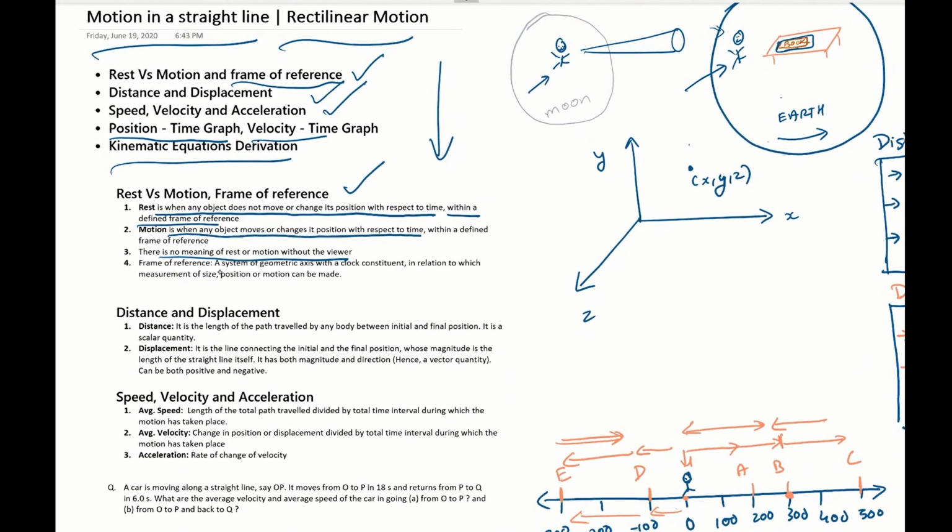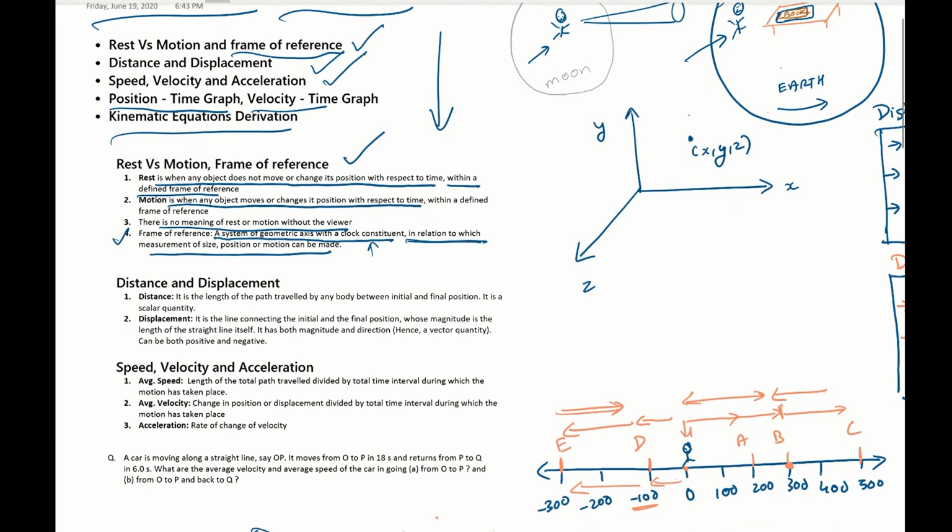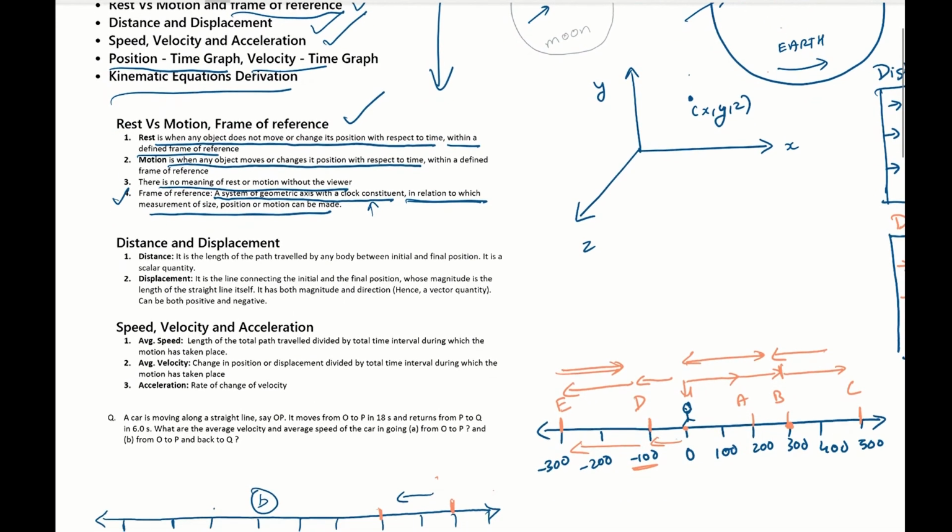So what do we mean by frame of reference? We can look at the definition that I have for you guys over here. It is a system of geometric axes with a clock constituent, meaning there is time involved as well, in relation to which measurement of size, position or motion can be made. Let's go over that again. A system of geometric axes with a clock constituent in relation to which measurement of size, position, or motion can be made is what we mean by a frame of reference.